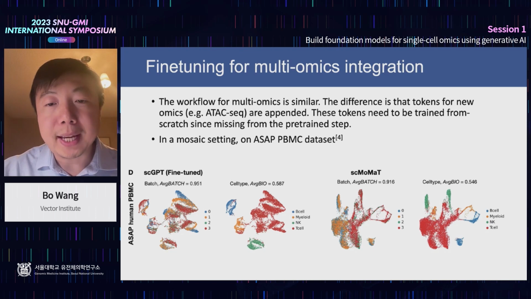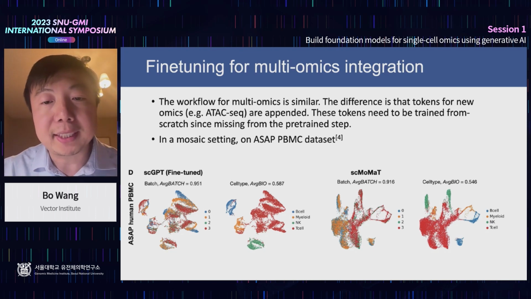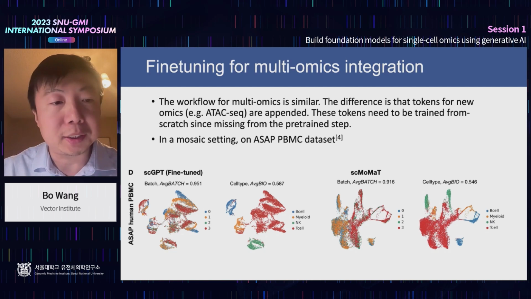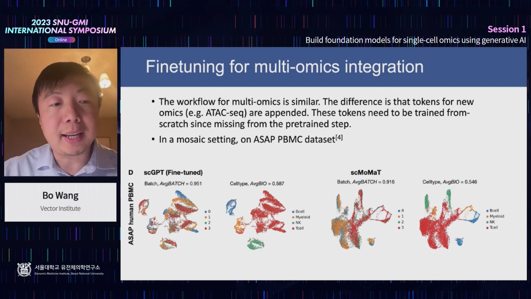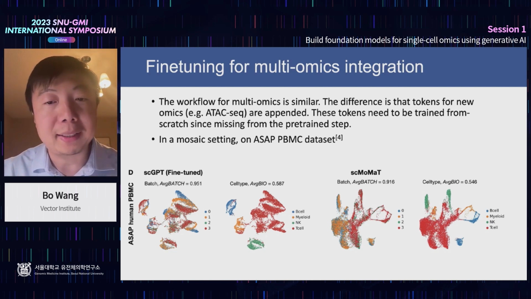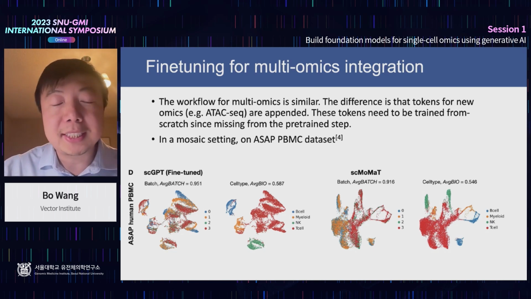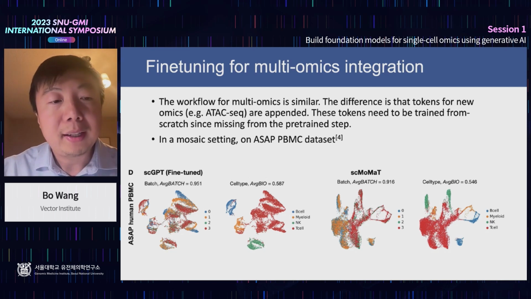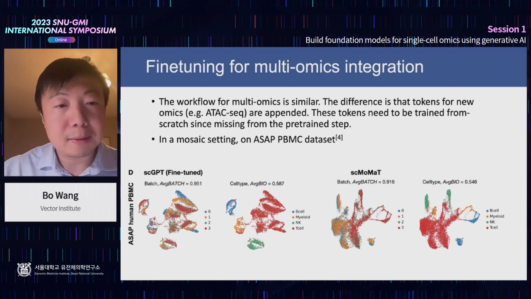Again, we compare with scMoMaT, which is a specialist approach that is specifically designed for mosaic integration. And similarly, we find that scGPT outperforms scMoMaT in multi-omic integration. And by now, you kind of see the pattern that scGPT as a foundation model, the same model with proper fine-tuning, can outperform many specialist approaches across many tasks.